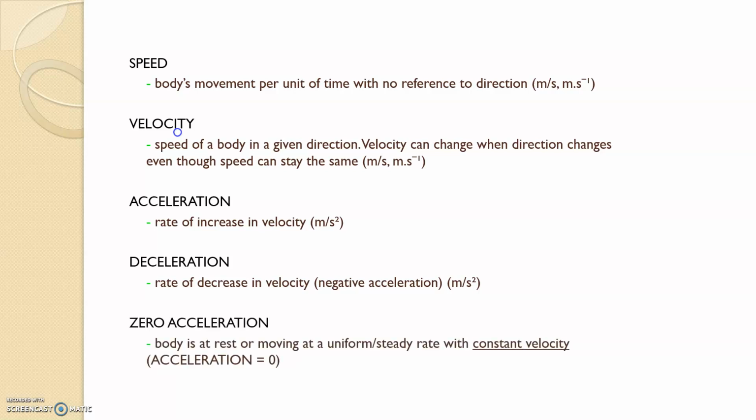Zero acceleration, obviously you're moving with constant velocity, so acceleration is zero. This does not mean that your actual velocity is zero. Okay, you could have an actual velocity of 10 meters per second as a jog, but your acceleration is zero because you are staying at 10 meters per second. You're not increasing or decreasing, you're not accelerating or decelerating.